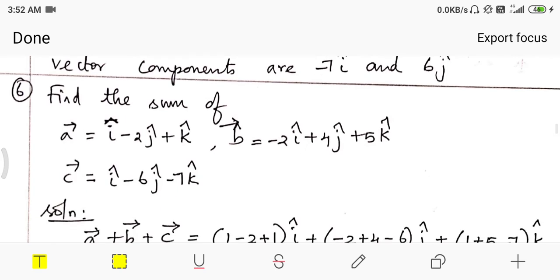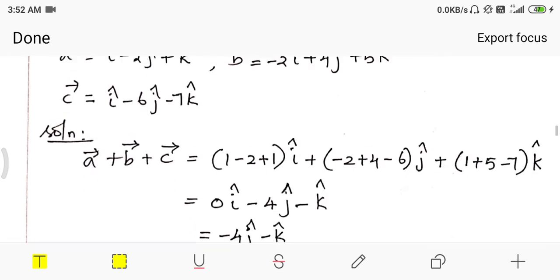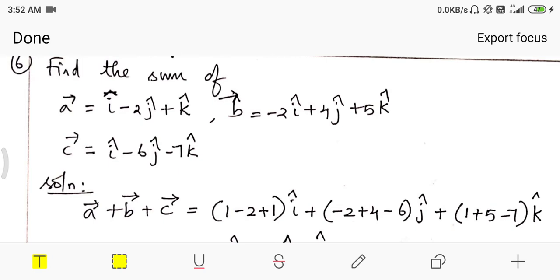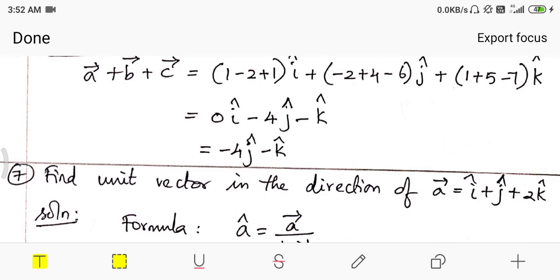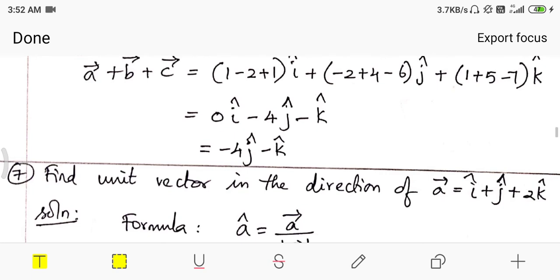Find the sum of A vector, B vector and C vector. We have to add these three vectors. A very simple question. While adding, we add the i component separately, j component separately and k component separately. I have shown here, the i components are 1, -2 and 1. Then j components are -2, 4 and -6. K components are 1, 5 and -7. When you simplify, you get -4j cap minus k cap. We have 0 i cap, so we can leave that.